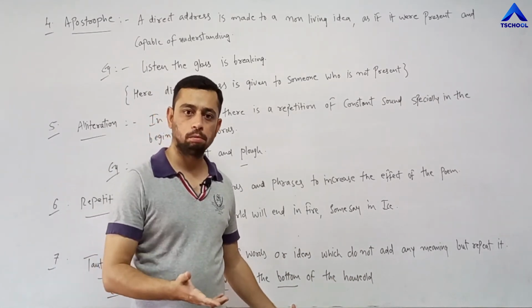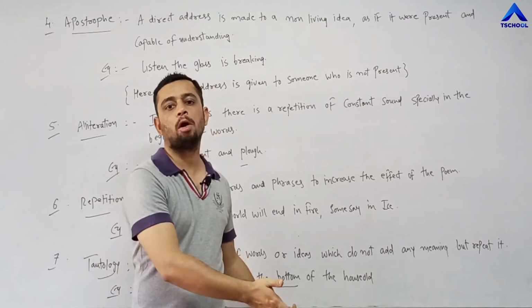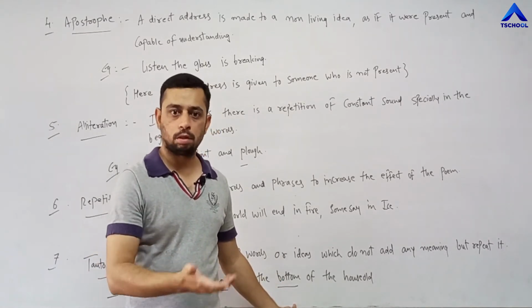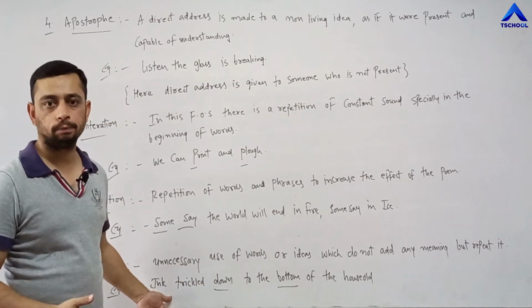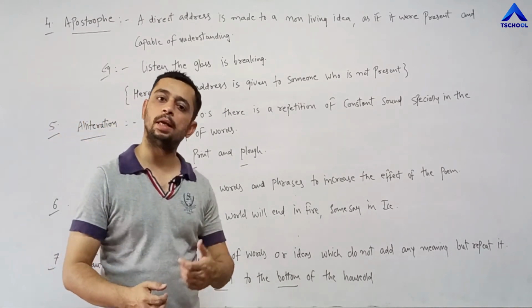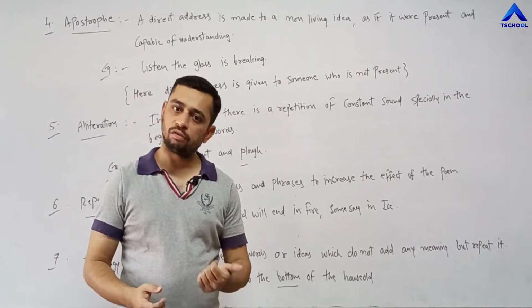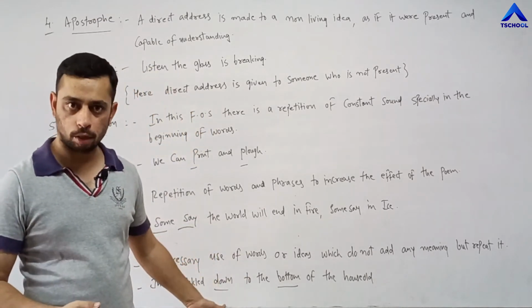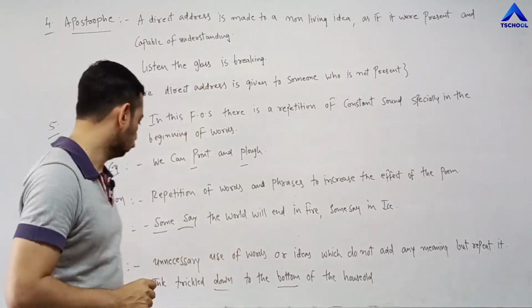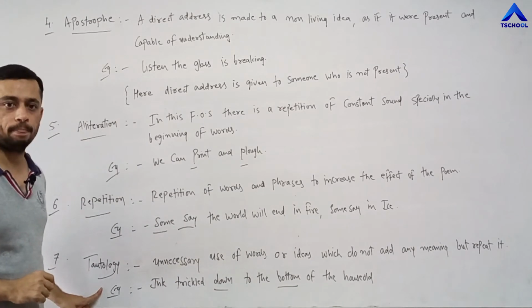When you go down, it is considered as if you are going to the bottom level. Still, it has been used in one line. When you find such kind of sentences in the poem, the figure of speech is known as tautology.